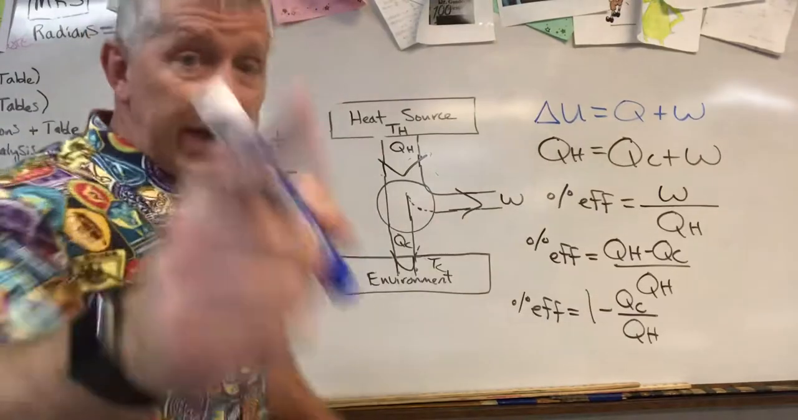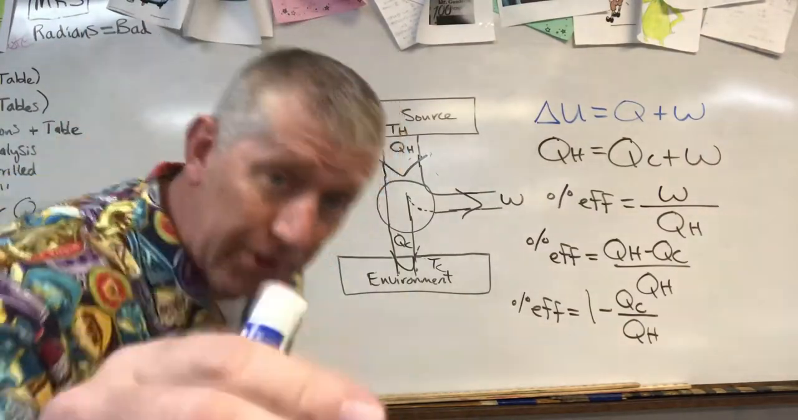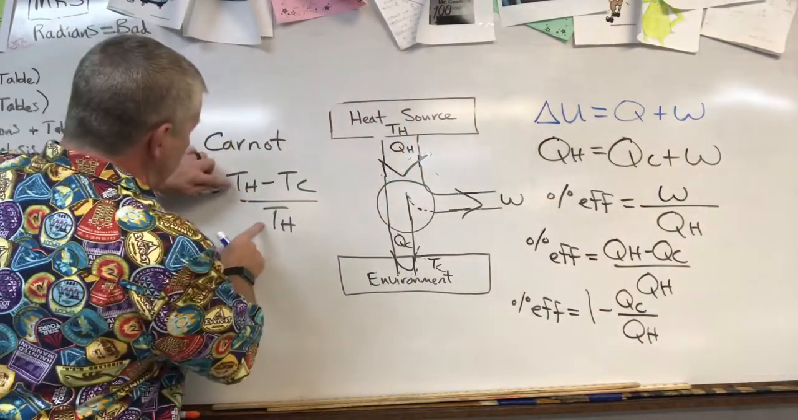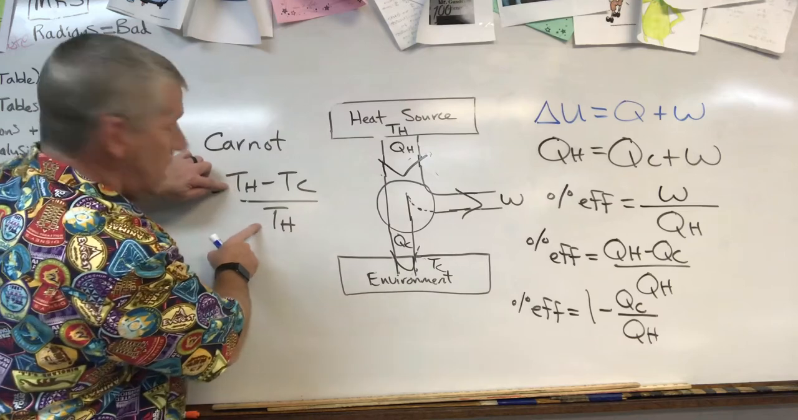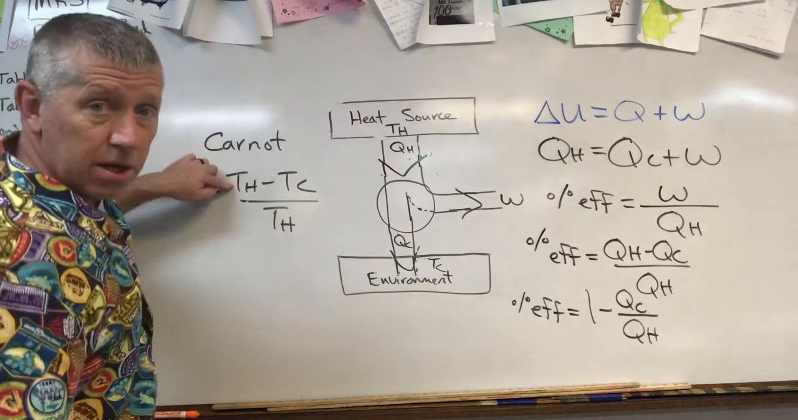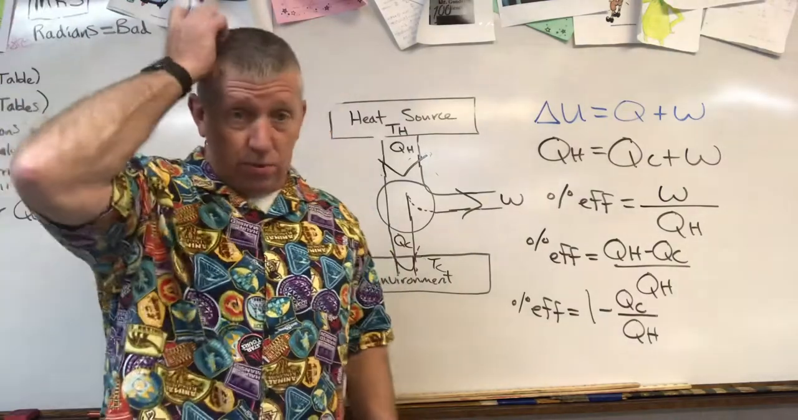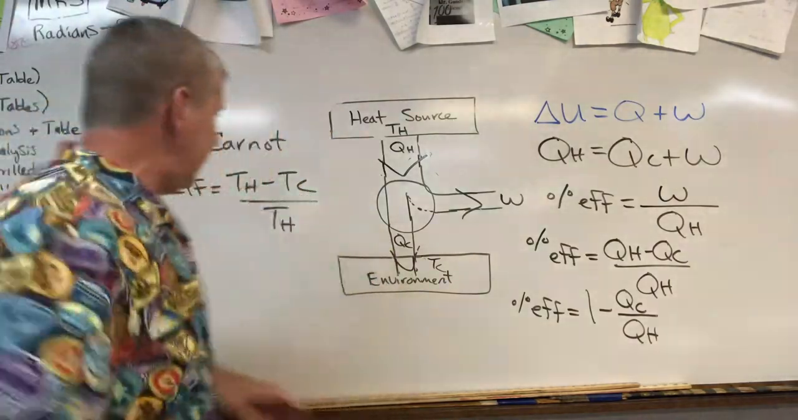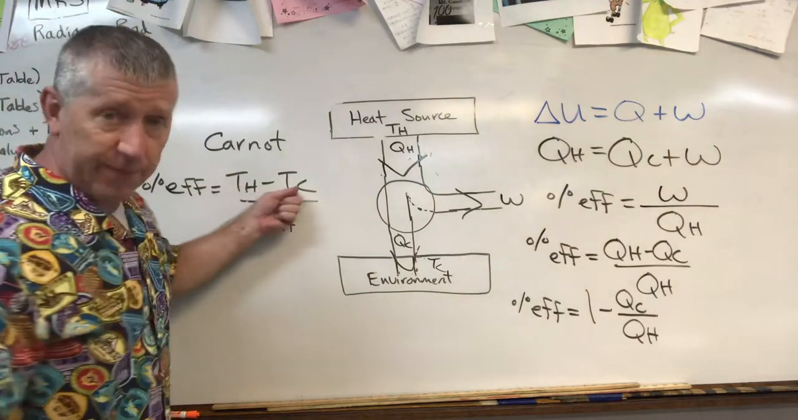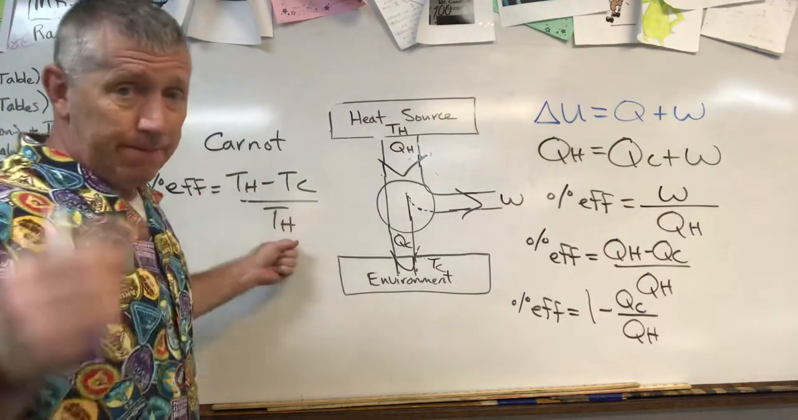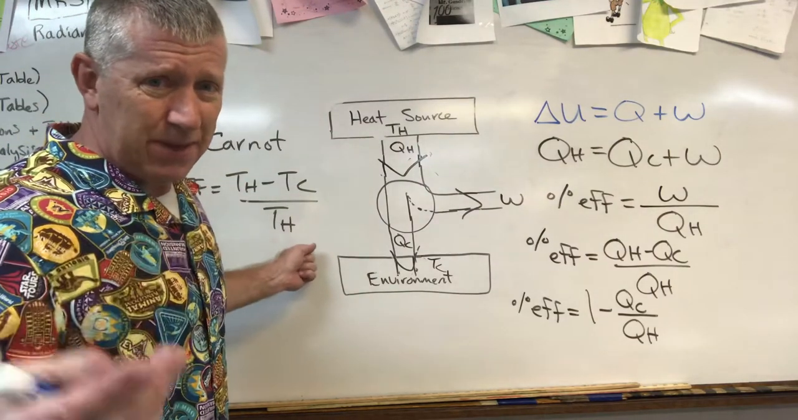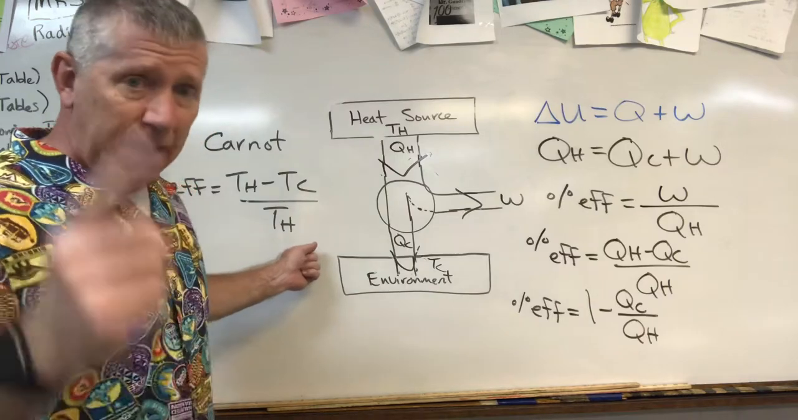All right, now, the way you can make your engine more efficient is crank up the heat. If you make this number bigger, let's say you can run your engine at 1,000 degrees, which would be way hot. Well, then this is going to be a bigger number up top, a bigger difference with the environment. It's a bigger number down below, too, so doesn't that cancel out? No, it doesn't. Do the math.